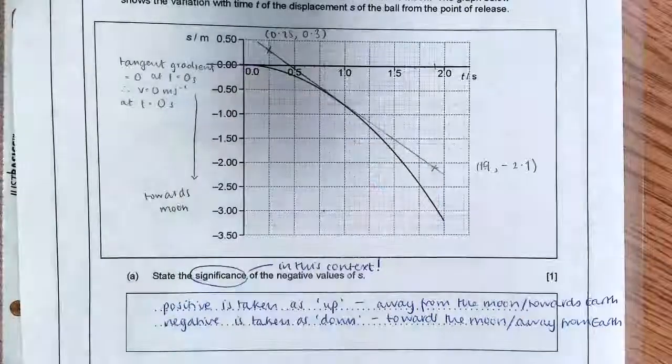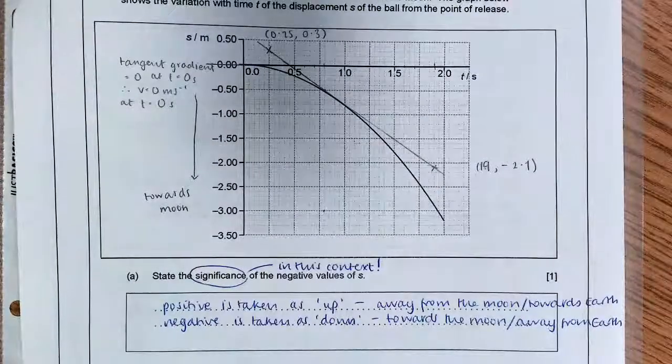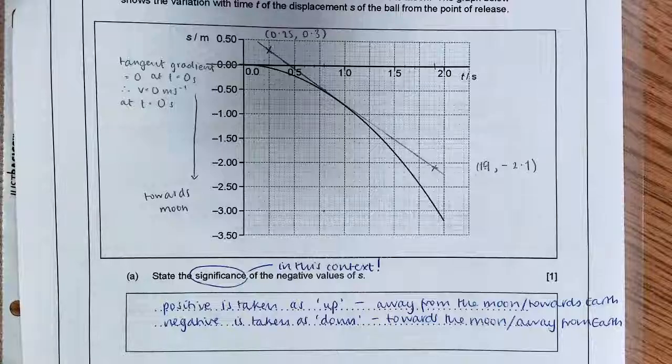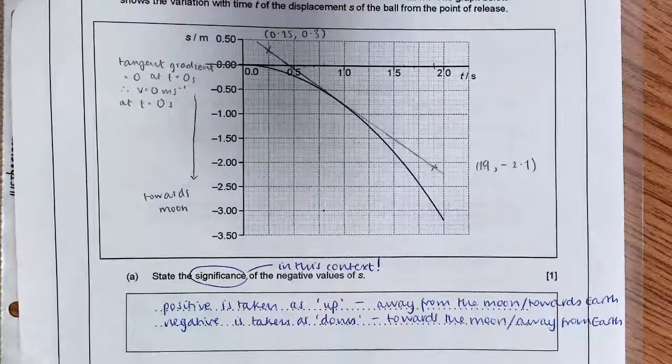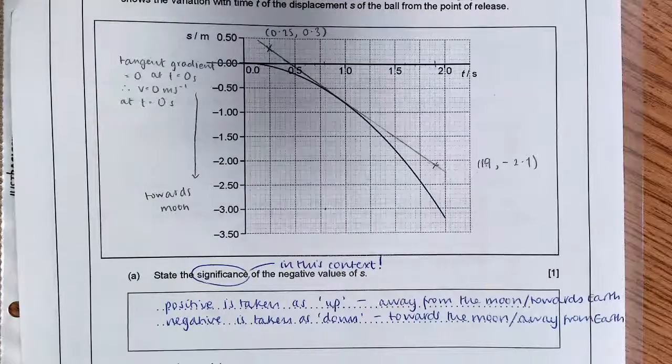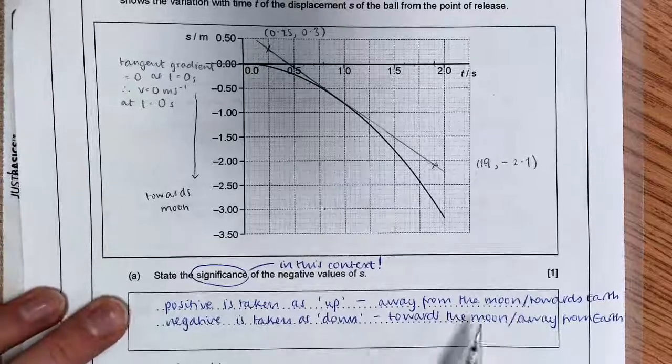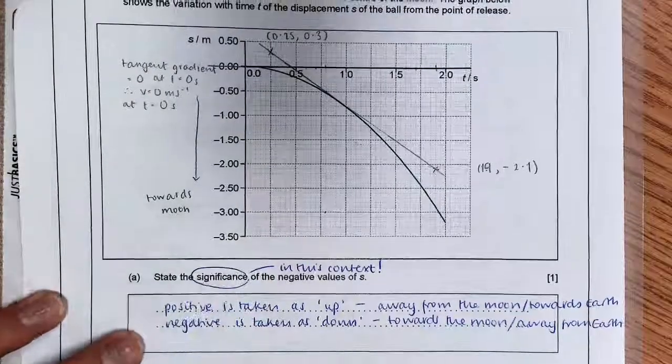So you have to reference that. You have to not just say, oh, the negative value indicates the direction. That's the general form of what the negative sign means. You're asking in this particular question what the significance of that is. So you have to apply it to the question and say what direction that has been stated to be. Okay, so positive is away. Any negative values means towards the moon.